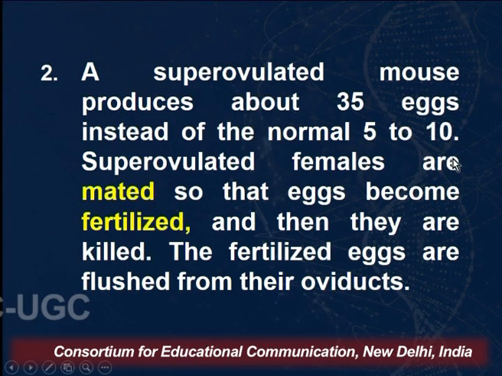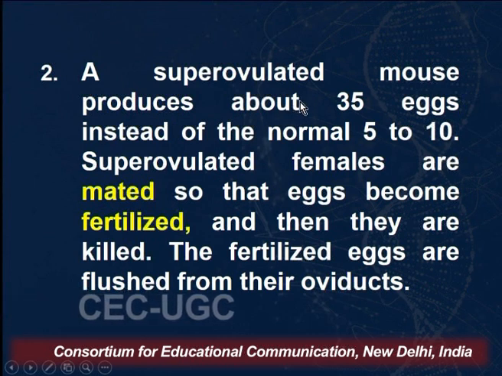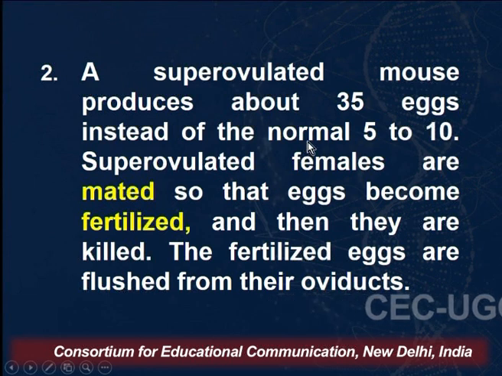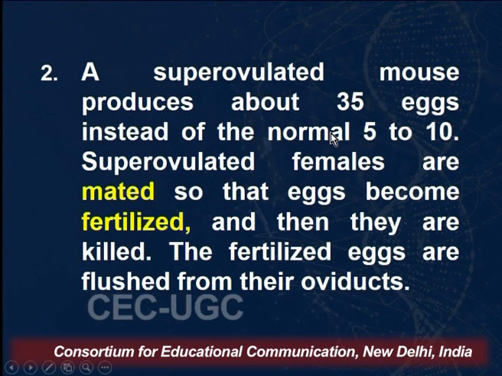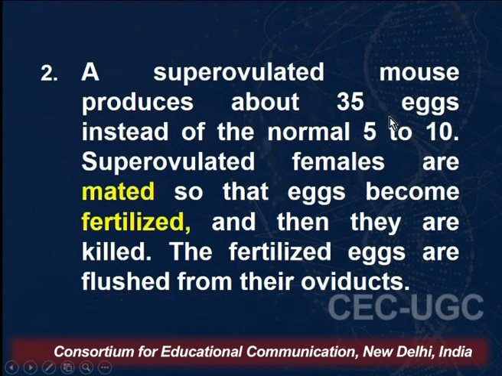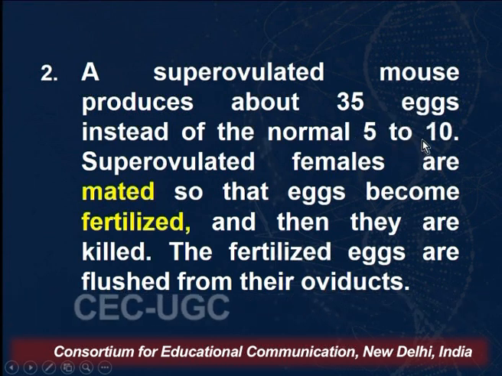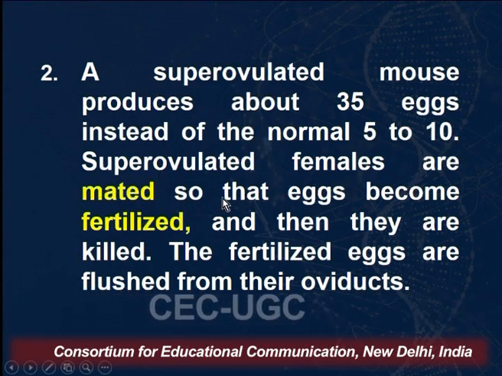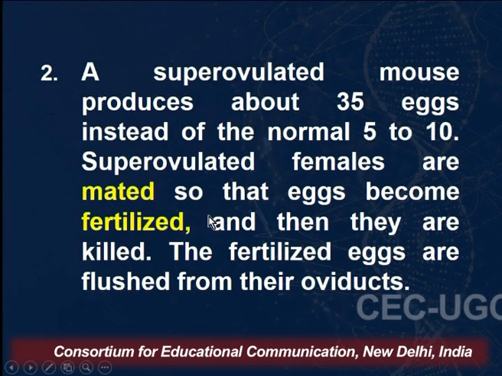So as I said, superovulation means that a greater number of eggs are produced. These females, which have been given hormonal treatments as stated earlier, would produce around 30-35 eggs as compared to 5 to 10 eggs. Superovulated females are then mated so that the eggs become fertilized. Now, why do we need superovulation?